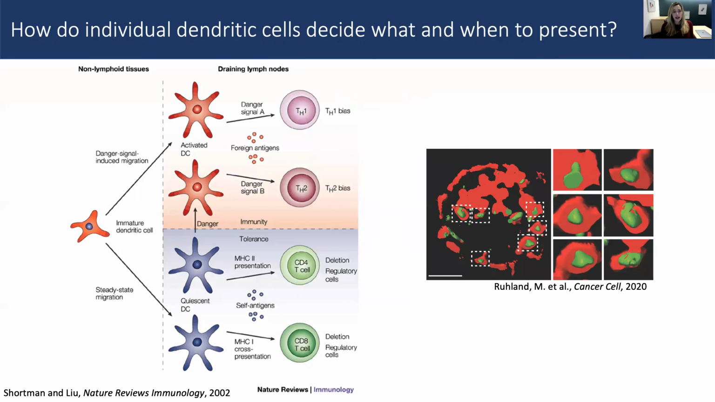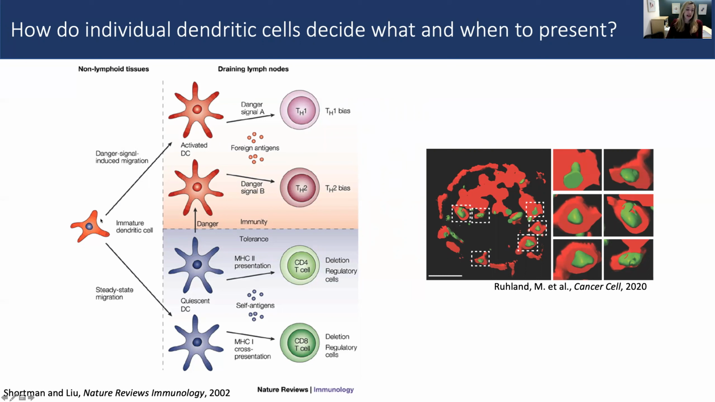So looking at self-antigen and tumor antigen in the context of peripheral inflammation is an area that my independent group is very interested in expanding upon. And the reason we are so interested in this centers around a long-held issue that dendritic cells have to decipher, that being how do they decide what and when to present antigen to T cells.